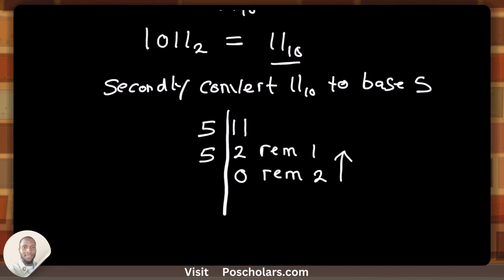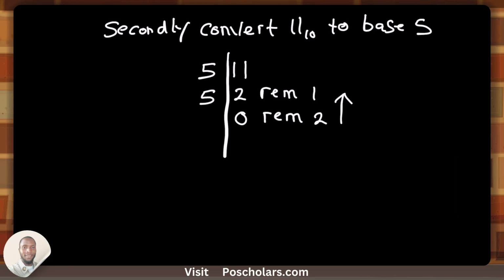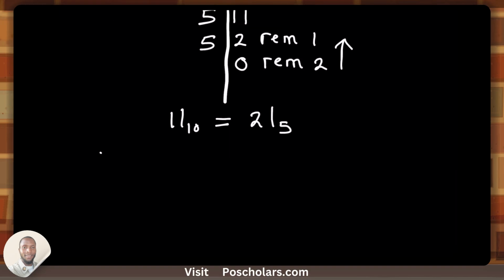Then you count from the bottom. So finally, we have succeeded in converting 11 base 10 to a number in base 5, which is 21 base 5. So finally, we have succeeded in converting 1011 base 2 to a number in base 5, which is 21 base 5. I hope it is well understood.